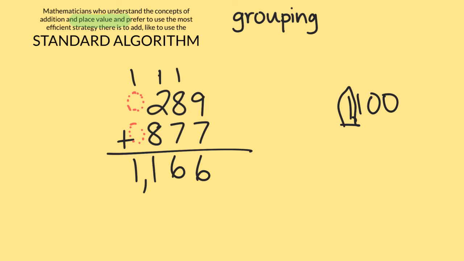So using the standard algorithm, I can see that 289 plus 877 is 1,166. If you use this strategy too, make sure you use the language of place value and the language of addition, like words like grouping.